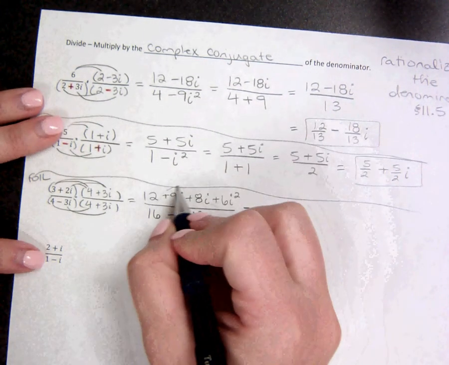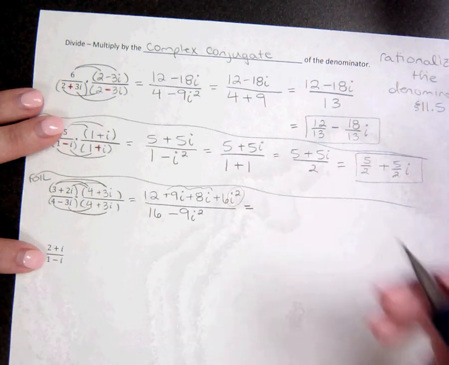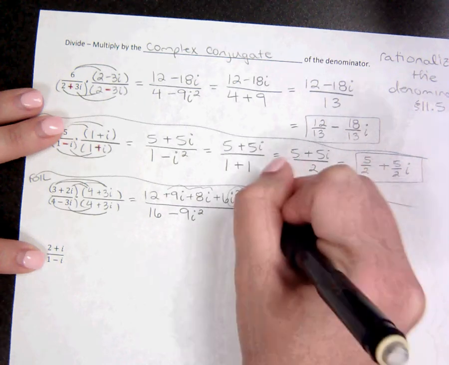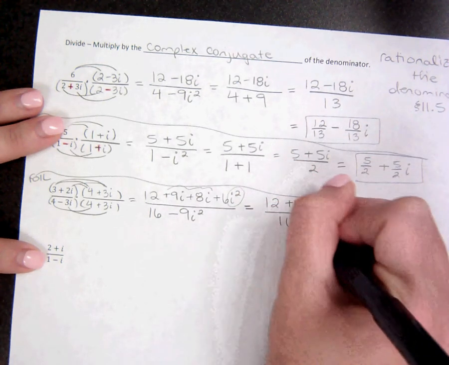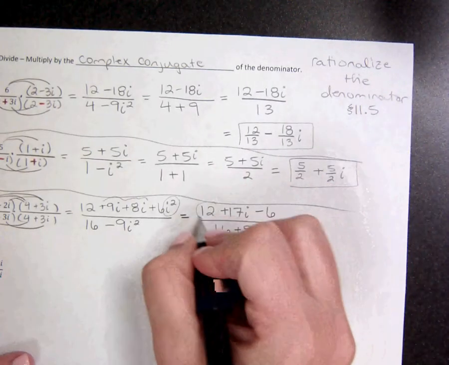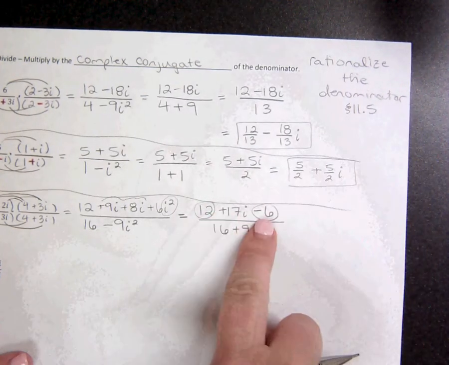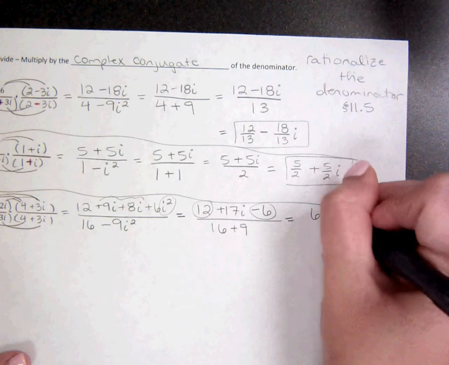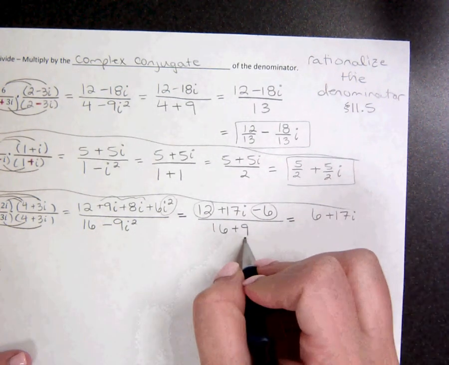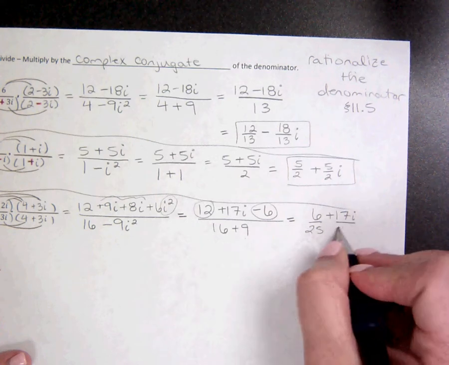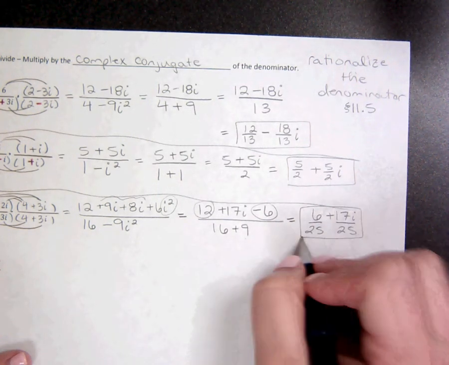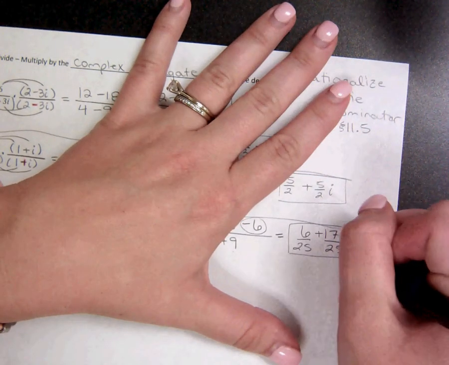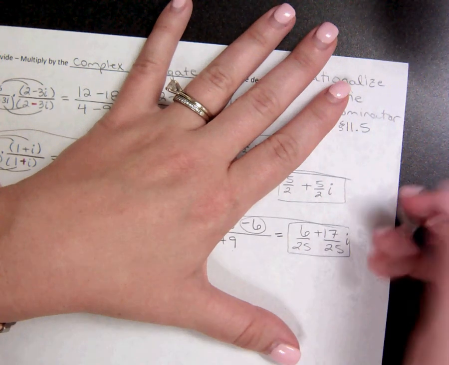So on top, I'm going to combine the middle two terms. I'm also going to work with the i squared. So it becomes 12 plus 17i minus 6. And this becomes 16 plus 9. On top, I can combine the 12 and the negative 6. It's going to give me 6 plus 17i. 16 plus 9 is 25, so I'm going to put this one over 25 and that one over 25. And they like to have the i kind of by itself. Like the 17 over 25 is the coefficient, and then i is after that.